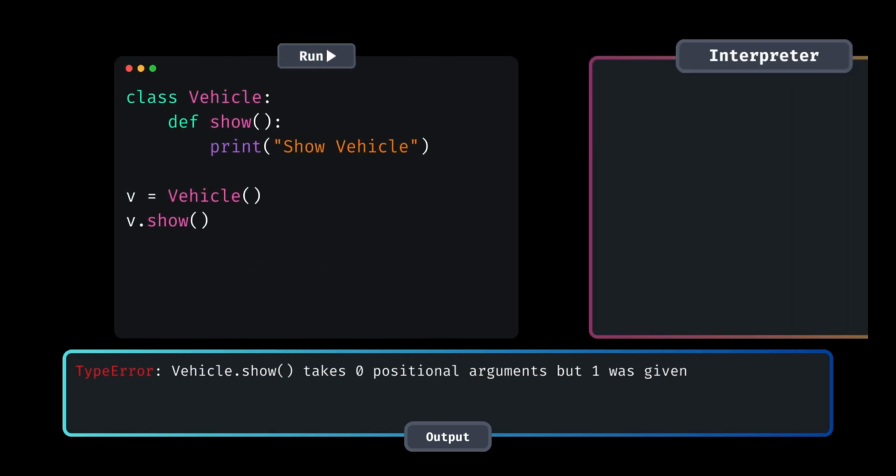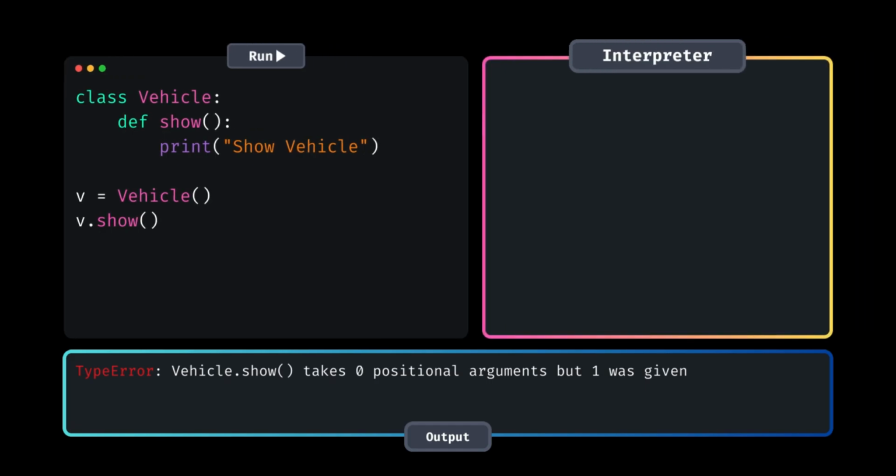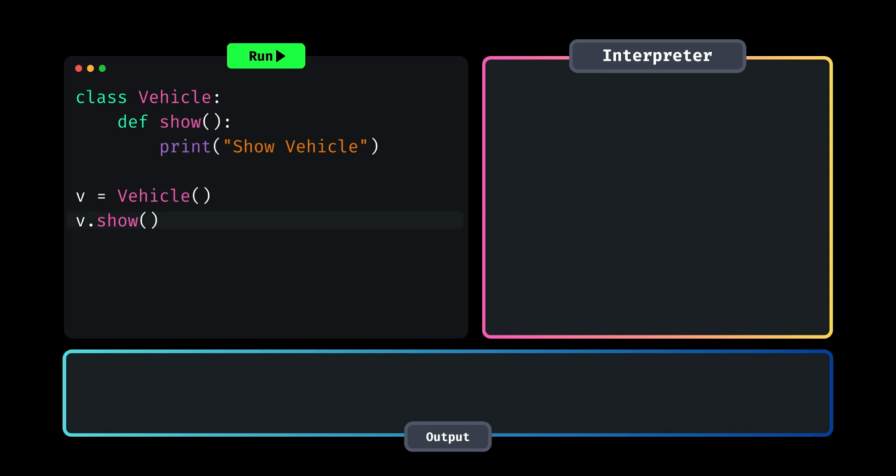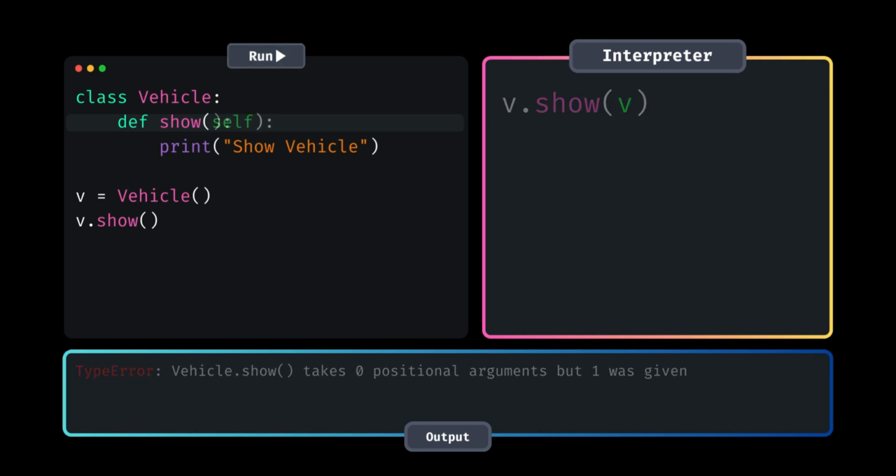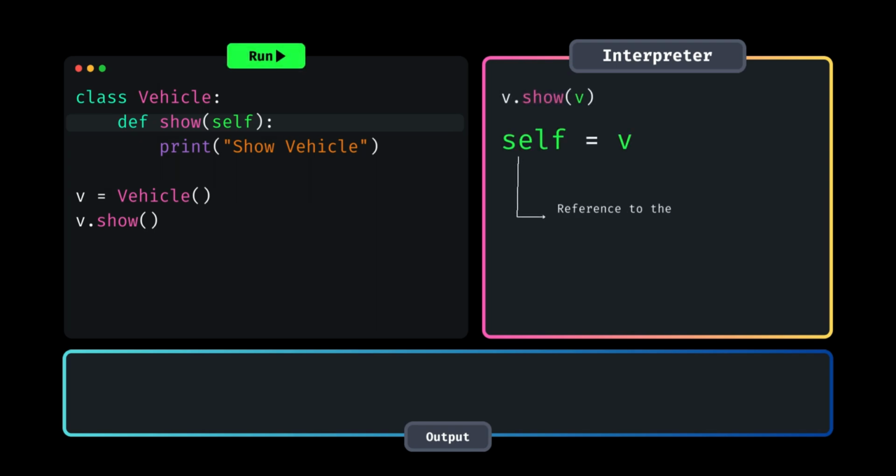For this, we need to get into the head of the interpreter to see what it's actually thinking. When this code runs, the interpreter automatically passes the current instance to the show method, which is v, and since we are not receiving it in our method definition, the interpreter raises an error. Now, if I put self in the method definition, the interpreter won't get bugged. Hence, we can conclude that self is the reference to the current instance being created or used.